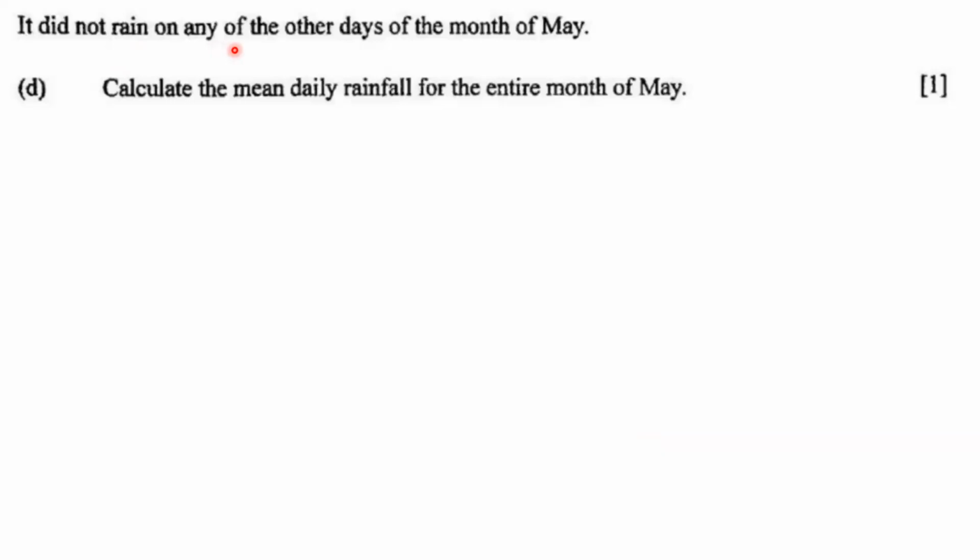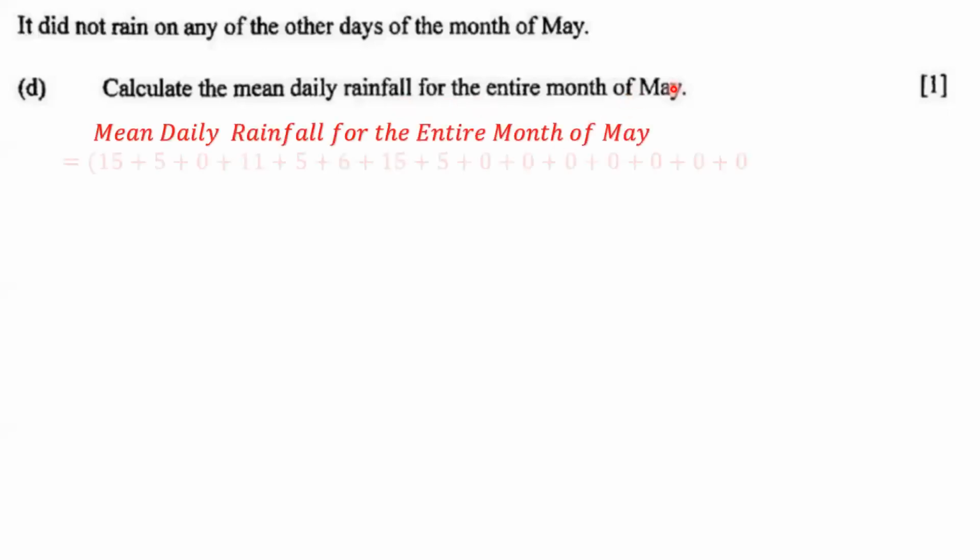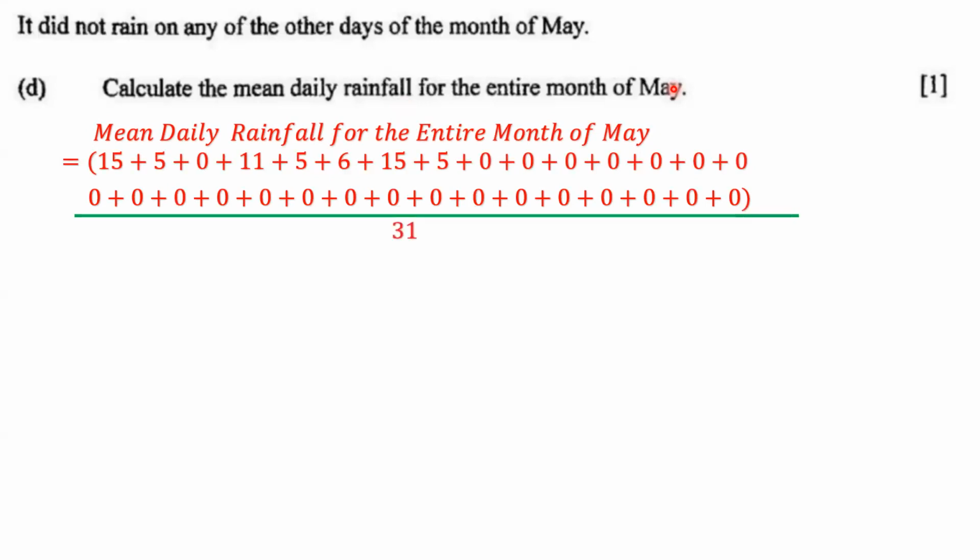It says, it did not rain on any other days of the month of May. Calculate the mean rainfall for the entire month of May. Now, May has 31 days, right? So May has 31 days.